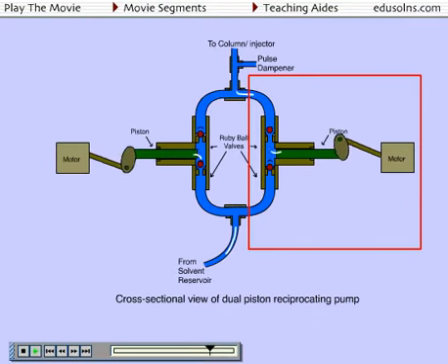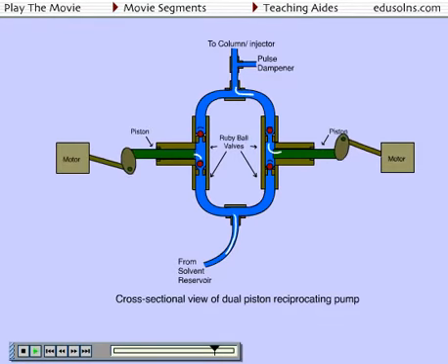Now notice the pumping system on the right. It is identical in construction, but its piston operates exactly opposite to the one on the left. As one piston is pulling solvent into the pumping chamber, the other piston is pushing solvent to the 6-port valve and onto the column. In addition, the motor has a camming device that provides a constant flow rate by speeding up one piston as the other one slows down.